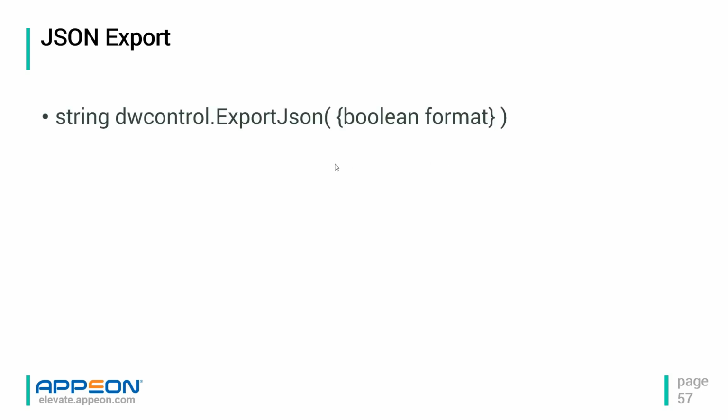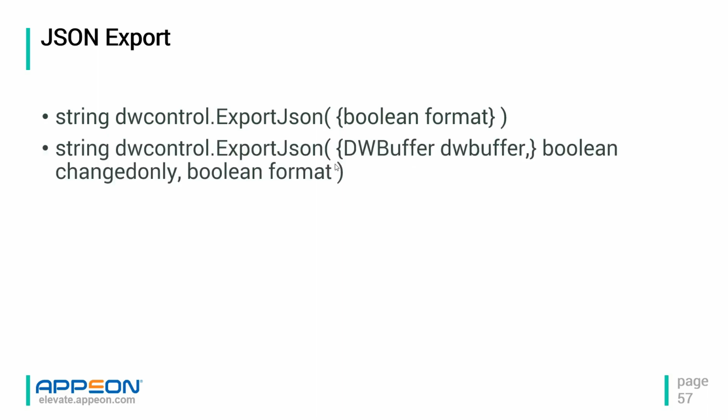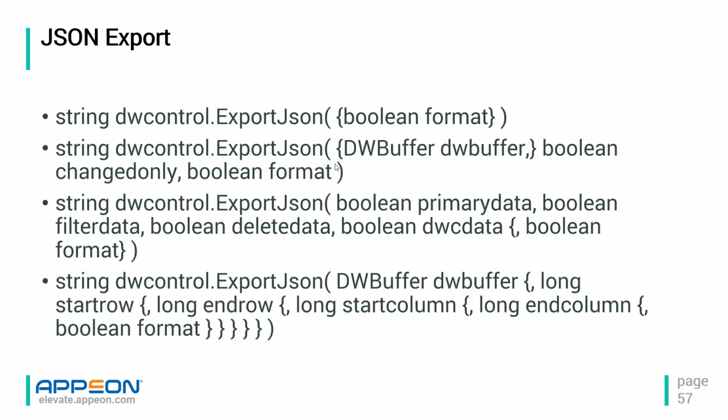Now, there's actually like 4 different variations of the export JSON method that you can use on a data window. The first one, the only argument it takes is a flag indicating whether you want simple JSON or the data window standard JSON. That will basically send you all the data from the data window. If you're using the standard data window JSON, it will actually give you the delete and filter buffers as well.